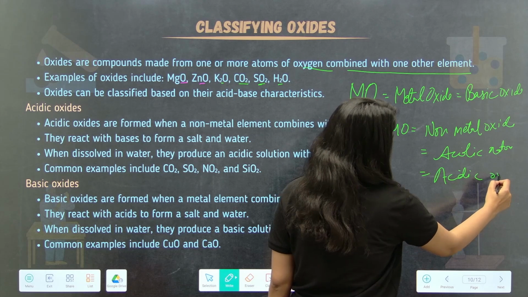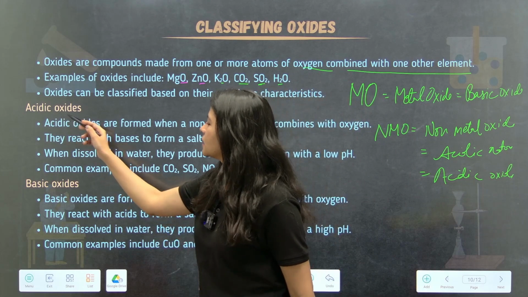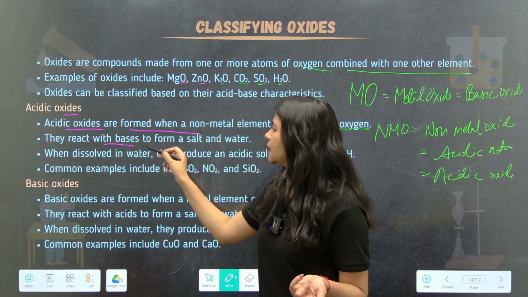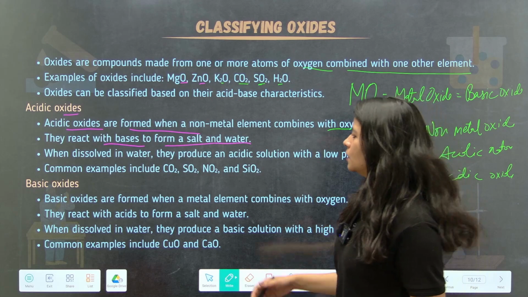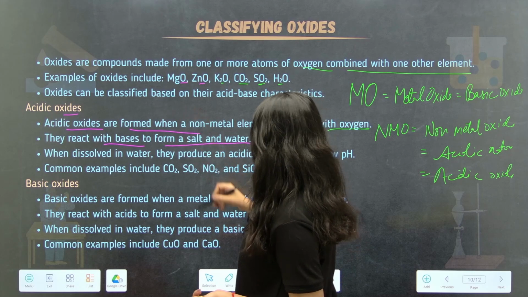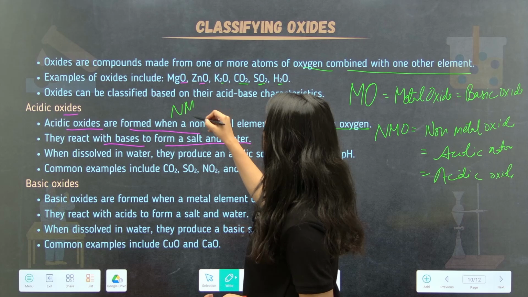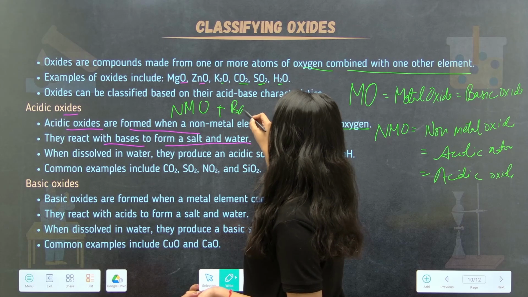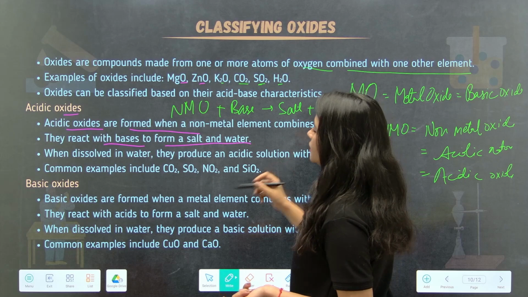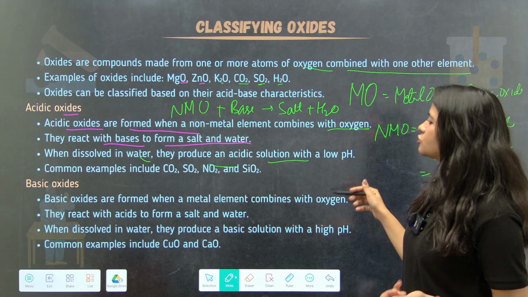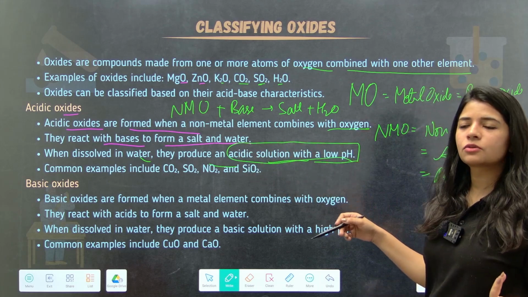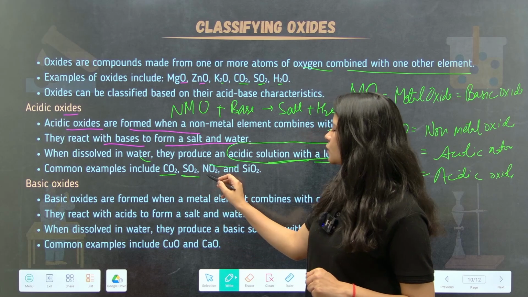Let's read about it. Acidic oxides are those formed when a non-metal element combines with oxygen. They react with base to form salt and water. So let's write down over here acidic oxide, which are your non-metal oxide, NMO, plus base gives salt and water. When dissolved in water, they produce an acidic solution and hence they are known as acidic oxide, with a low pH. Acidic solution means low pH only. Common examples are CO2, SO2, NO2, SiO2.